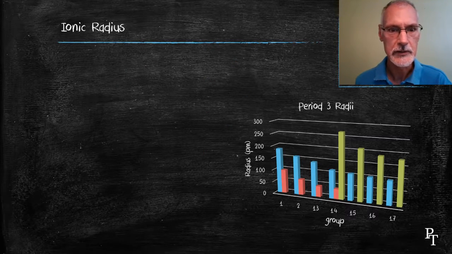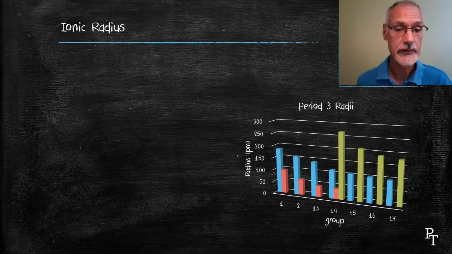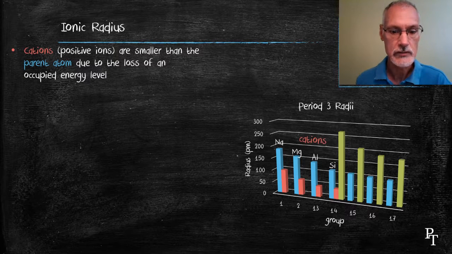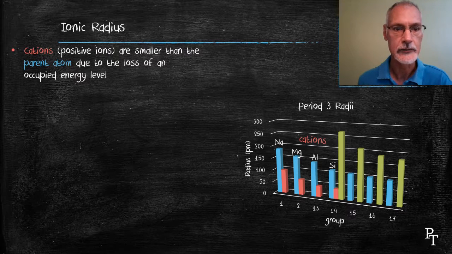Here's a look at the period 3 radii of both the atoms and the ions. Period 3 starts at sodium and moves across the table to the element chlorine. The radius of the atom here is shown in blue. In the case of the cation, which I've shown here in red, a positive ion, we can see that the positive ions are all smaller than the atom. Again, that happens because of the loss of an energy level.